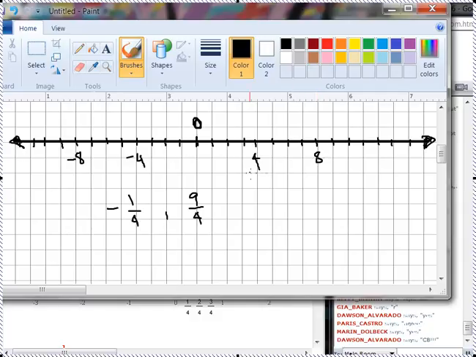I have a question for you. If I were to plot -1/4, would that be very easy to do on this number line that I have right now? Why or why not? Yes or no? Would that be very easy to do on the number line that I have right now? Or would I have to do a lot of guessing? Give me a yes or no. Don't worry if you're wrong.